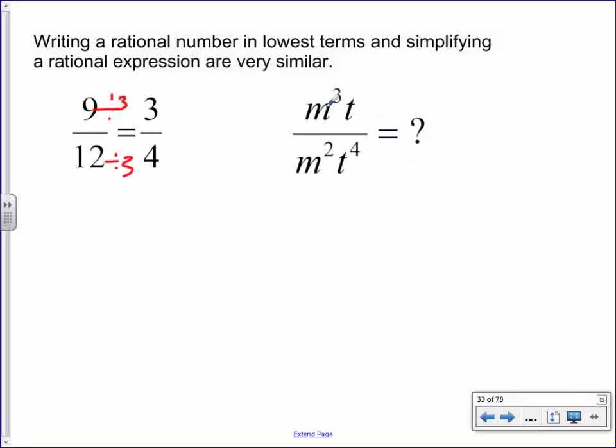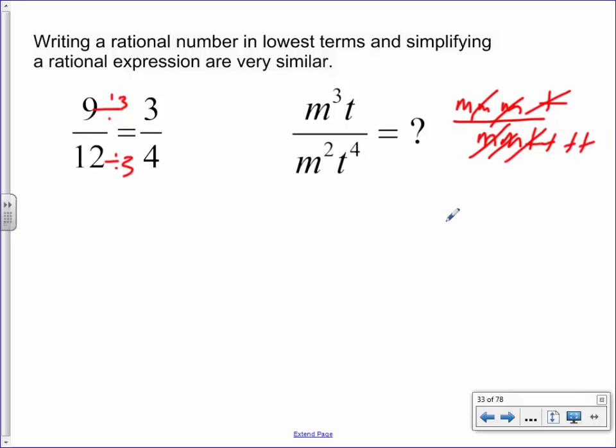So let's do this here. There are 3 m's on the top and 2 m's on the bottom. How many m's are in common? 2. 2 are in common. So you can almost write it as there's 3 on top, there's 2 on the bottom. 2 of them are in common, so if you cancel those 2, there's 1 left on the top. That makes sense? Here there's 4 t's and 1 t, so there's 1 t in common.